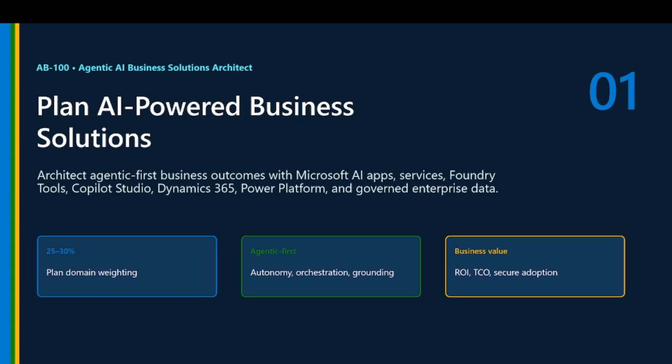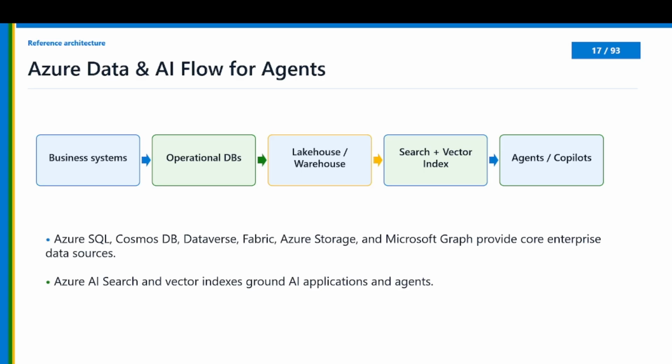So we are still on domain 1, which carries 25 to 30% of the entire examination questions. So plan domain weighting, agentic first, autonomy, orchestration, grounding, business value, ROI, TCO, and secure adoption. So let's look at what we have next.